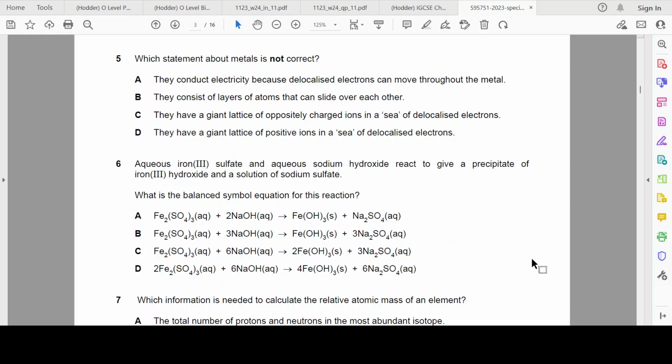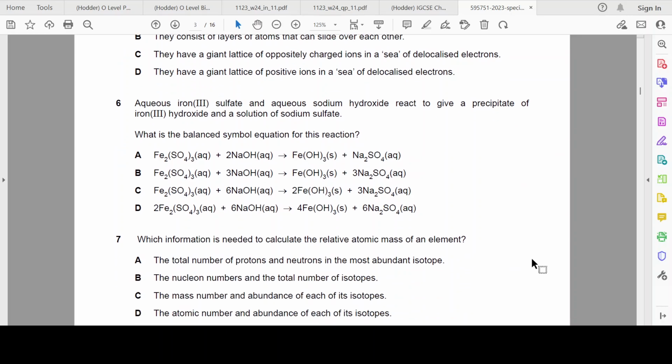They have a giant lattice, the same as C, of positive ions in a sea of delocalized electrons. We've already established that they have delocalized electrons, so that's true. They're positive ions. We know metals lose electrons, and by losing electrons, they make positive ions. So that is true. And so the incorrect statement is C, which is in this case the correct answer, because they're asking for which statement is not correct.